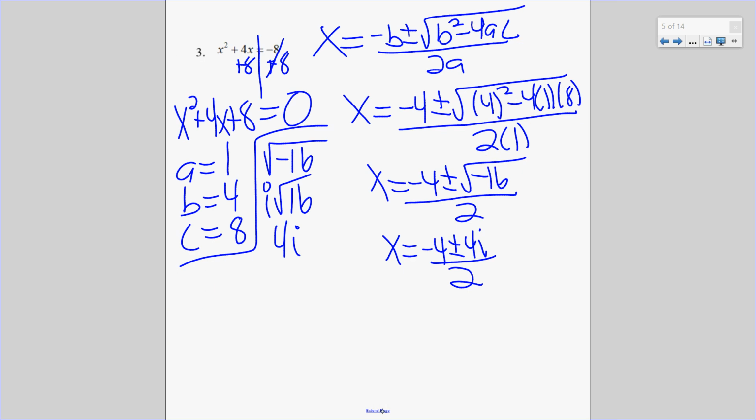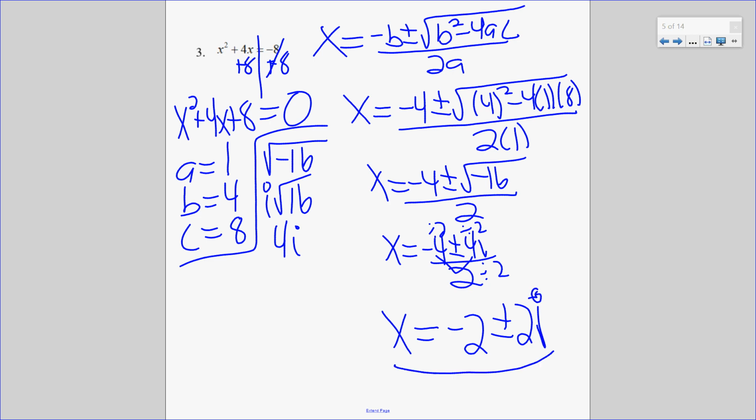My final step is my triangle. Does anything go into all 3 of them? Yes. I can take a 2 out. So my answer is negative 2 plus or minus 2i over 1, which is just negative 2 plus or minus 2i.